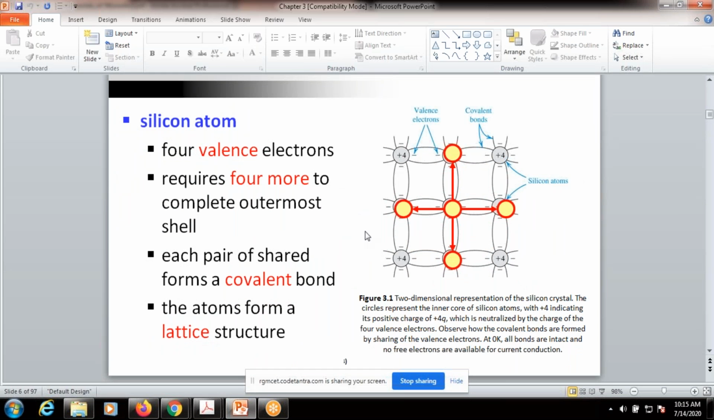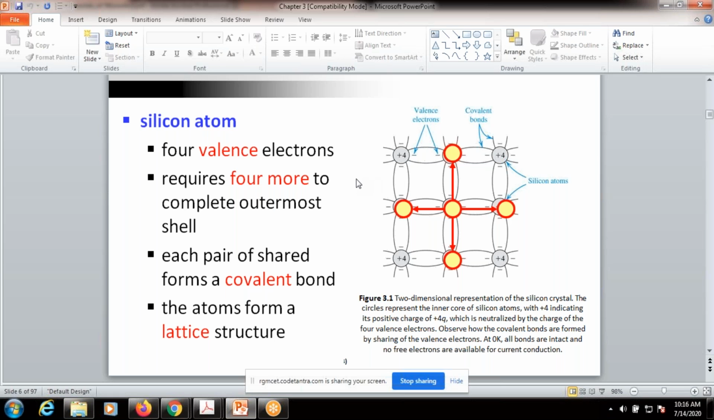Observe, this is a silicon atom. Here what does plus 4 indicate? The plus 4 indicates positive charge protons. The minus symbol indicates electrons. Always the atom is neutral: plus 4, here minus 4. The minus symbol indicates the electrons, 4 valence electrons.